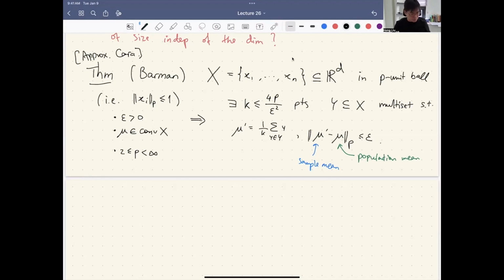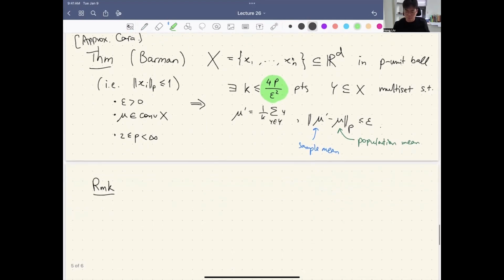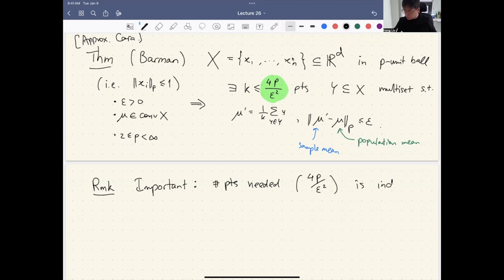Remark. Once again, the nice part here, let me highlight it, is that the bound on the number of points we need is independent of d. The important part in this approximation is that the number of points needed, which is 4p over epsilon squared, is independent of the dimension d. So we fix a constant p, and a constant number of points suffices to approximate up to epsilon error.